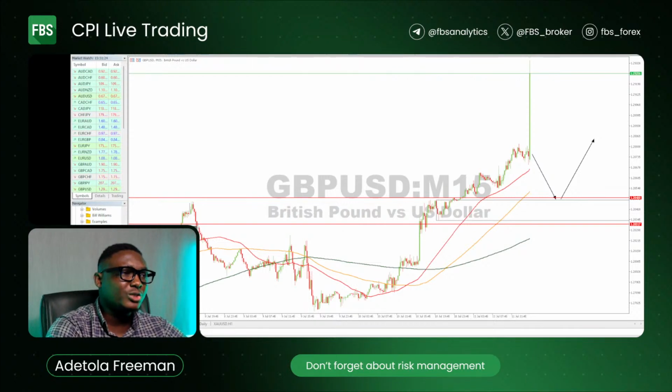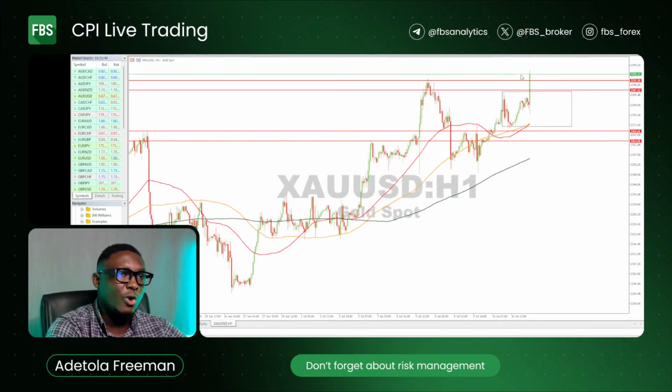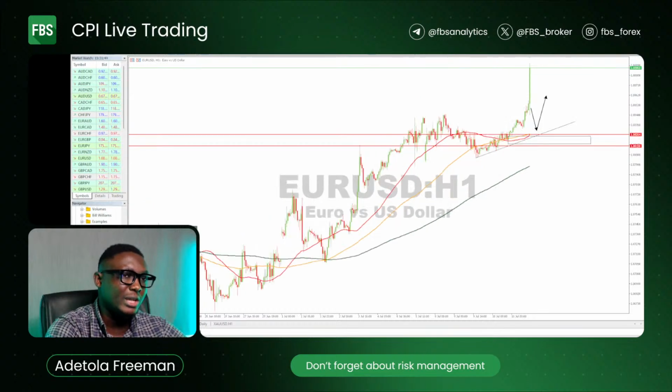For GBP, I told you to simply activate your trailing stop, or if you have had enough profit, please close. You can see that my trailing stop already closed me out of the trade because of this small pullback. If you traded with me on gold, you should definitely have made some money.